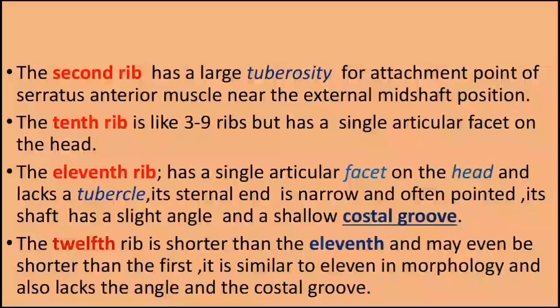The 12th rib is shorter than the 11th and may even be shorter than the first. It is similar to the 11th in morphology and also lacks the angle and the costal groove. That's all about ribs, and I think you've been able to have some idea of the distribution of the ribs in the human skeletal system.